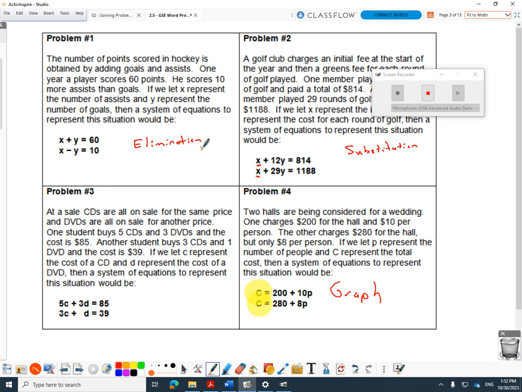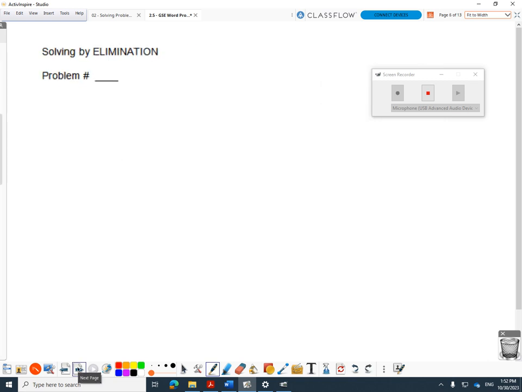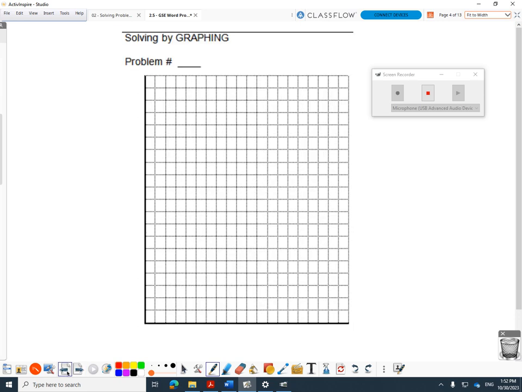So move ahead until the elimination one. We'll skip the graphing one, we'll skip the substitution one, and we'll jump right to elimination. If you look on your sheet, there's 4 boxes. We're going to work in the bottom left box, and we've chosen for elimination which problem number? I've already forgot what we chose. Oh, it's number 1.